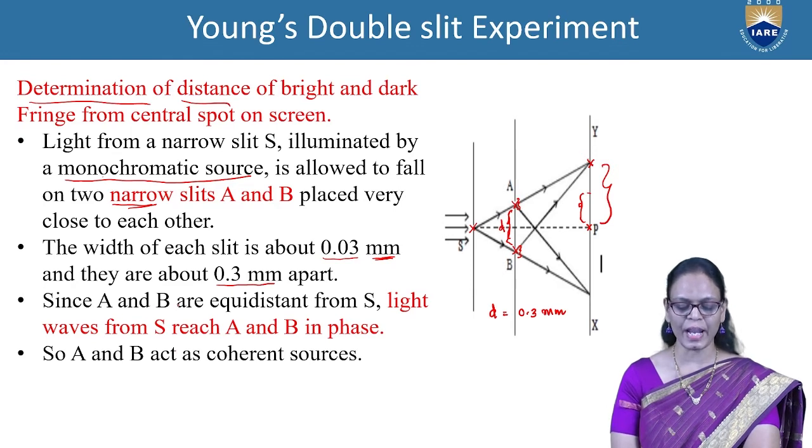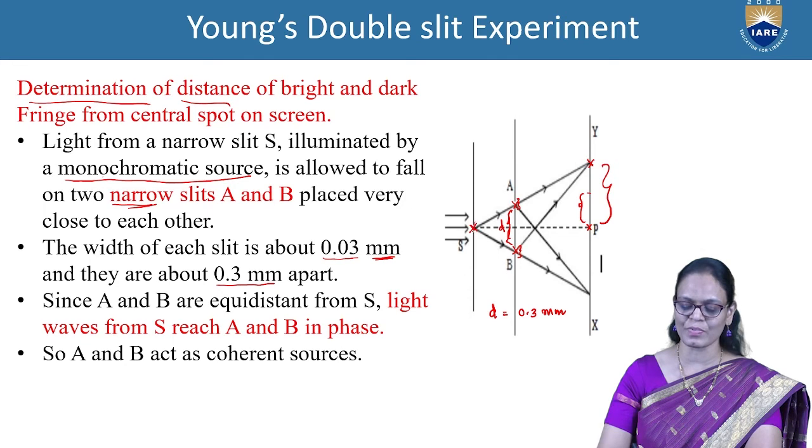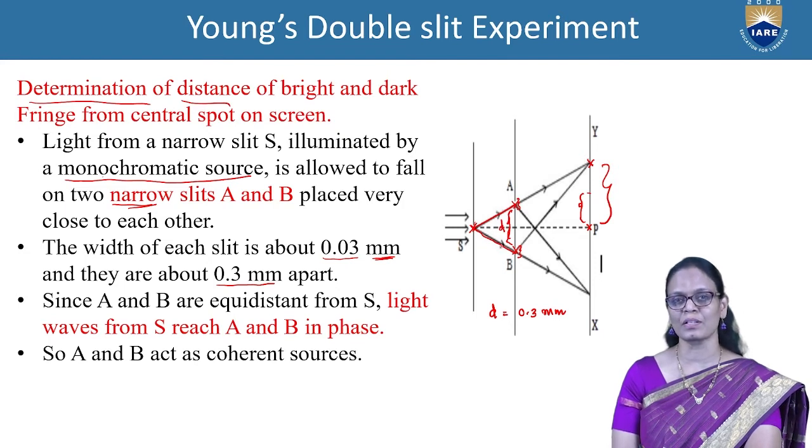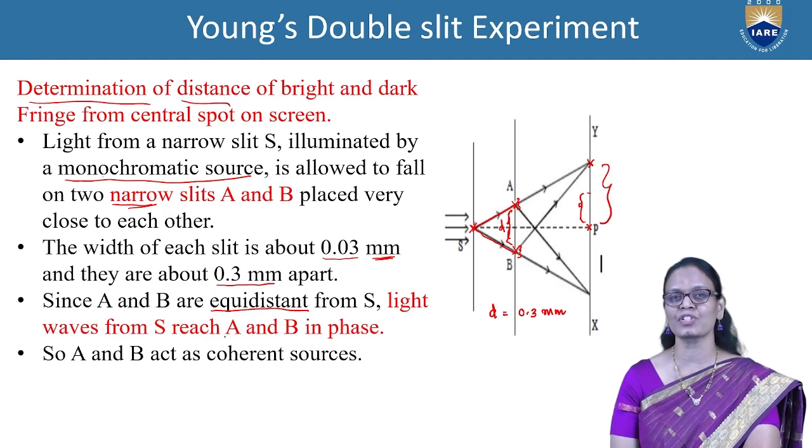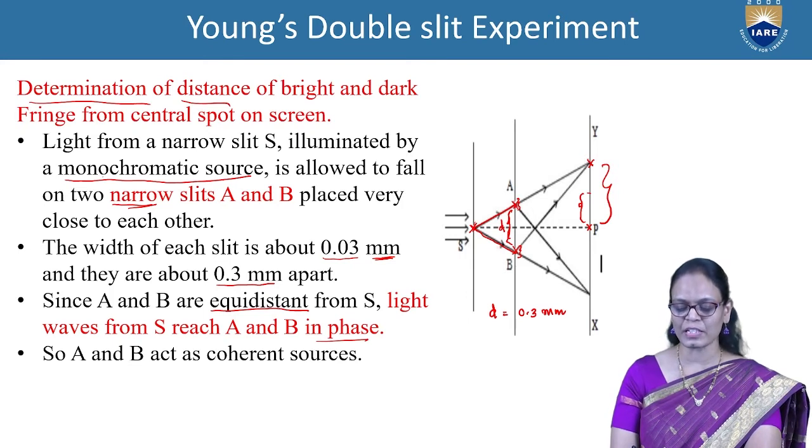Now since A and B are equidistant from S, if you consider the distance from S to A or the distance from S to B, they are the same, they are equal. So we are calling them equidistant. Light waves from S reach A and B in phase because they are traveling the same distance. They are reaching the points A and B in phase.